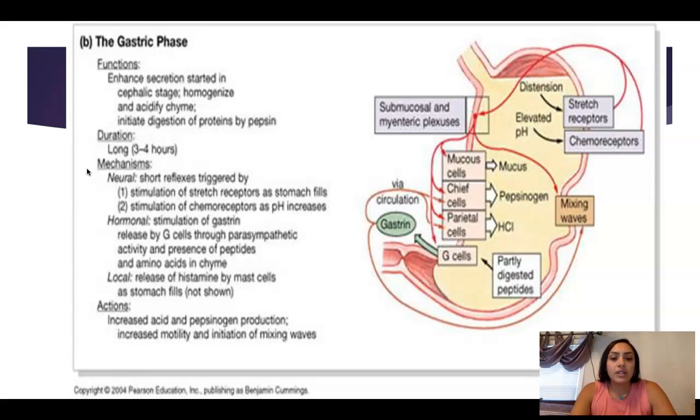Locally, there is the release of histamine by mast cells as the stomach fills, which is not shown in this picture. The actions of the gastric phase are increased acid and pepsinogen production, and increased motility and initiation of mixing waves. The mixing waves are right here. You can see hydrochloric acid from parietal cells, the chief cells release pepsinogen, and the mucus cells release mucus. I think this is a good picture representing what happens in the stomach during the gastric phase and how everything goes through.